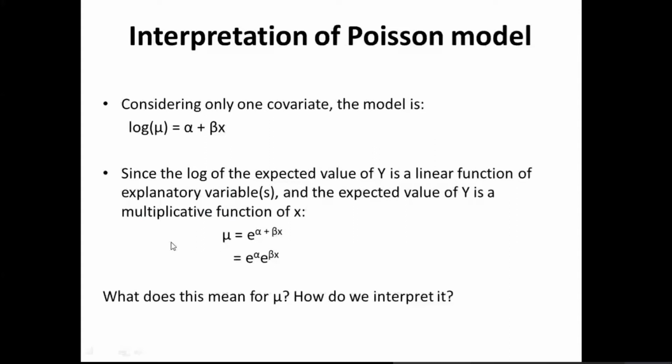So considering only one covariate, the model is: log of mu is equal to x beta. Written out in detail, it is alpha plus beta x, where alpha is the intercept. Call it alpha or beta naught, it is all the same, no difference. Beta naught plus beta times x, since the logarithm of the expected value of y is a linear function of the explanatory variables.